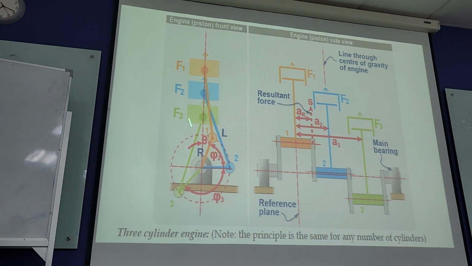This is basically an example of a 3-cylinder engine, the front view and the side view. In the front view you can see theta 1 and phi 1, phi 2, phi 3. In this case phi 1 will be 0. Phi 2 is the angle between cylinder 1 and 2. Phi 3 is the angle between cylinder 2 and 3. Similarly, A1, A2, A3 are the horizontal distances between the cylinders here.